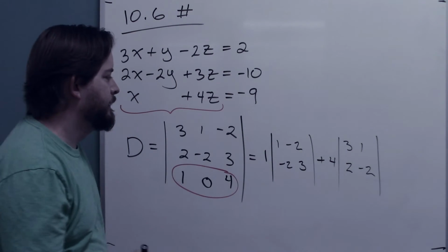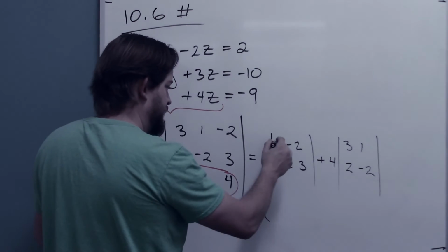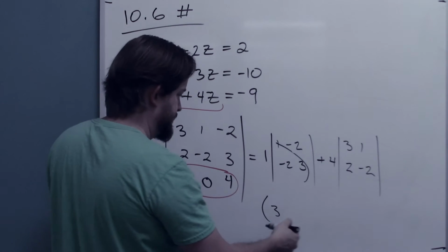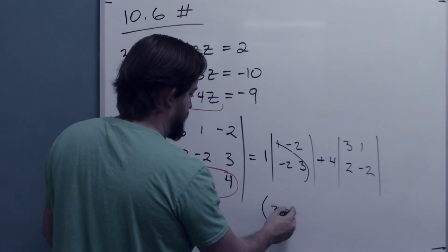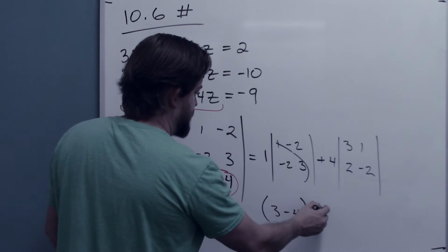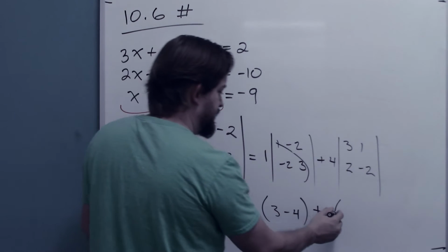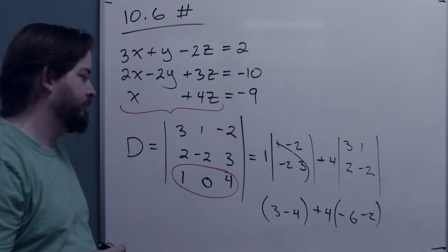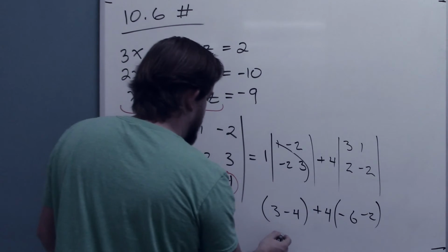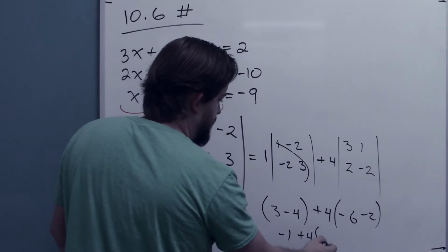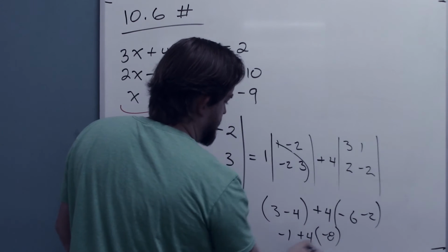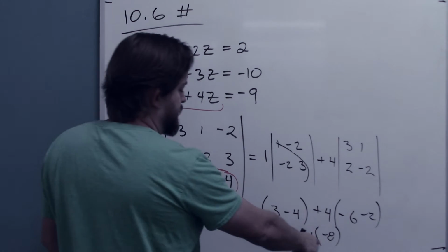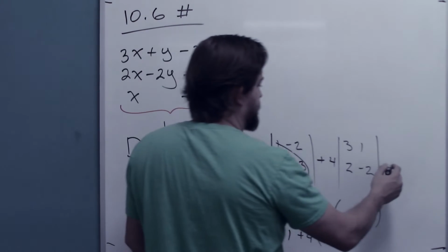Okay. So this is 1 multiplied by 3 minus 4, plus 4 times -6 minus 2. So -1 plus 4 times -8. So that's -32 minus 1 more is -33.